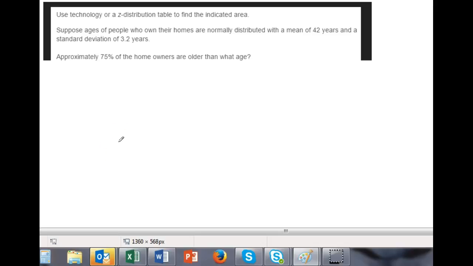Okay, so here goes. Suppose ages of people who own their homes are normally distributed with a mean of 42 and a standard deviation of 3.2 years. Approximately 75% of the homeowners are older than what age?